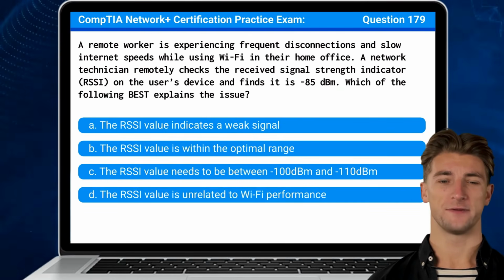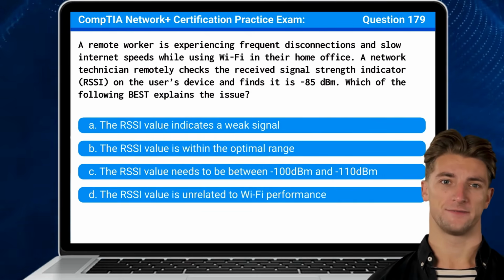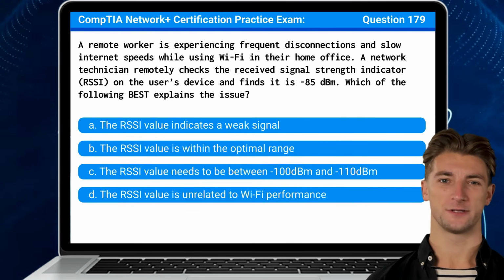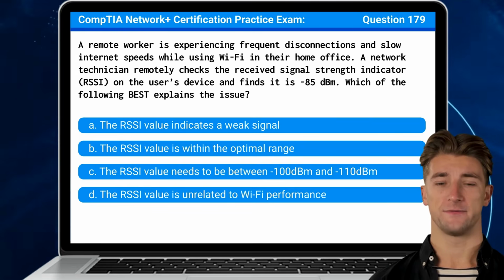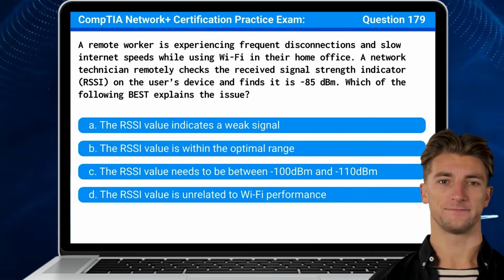Question 179. A remote worker is experiencing frequent disconnections and slow internet speeds while using Wi-Fi in their home office. A network technician remotely checks the received signal strength indicator on the user's device and finds it is negative 85 decibel milliwatts. Which of the following best explains the issue?